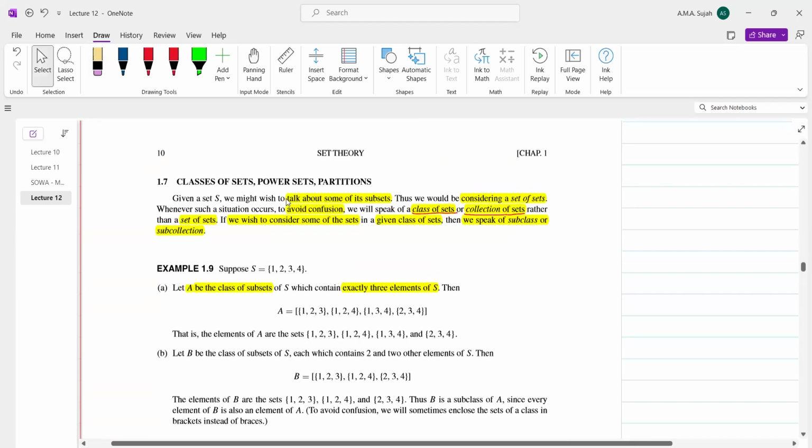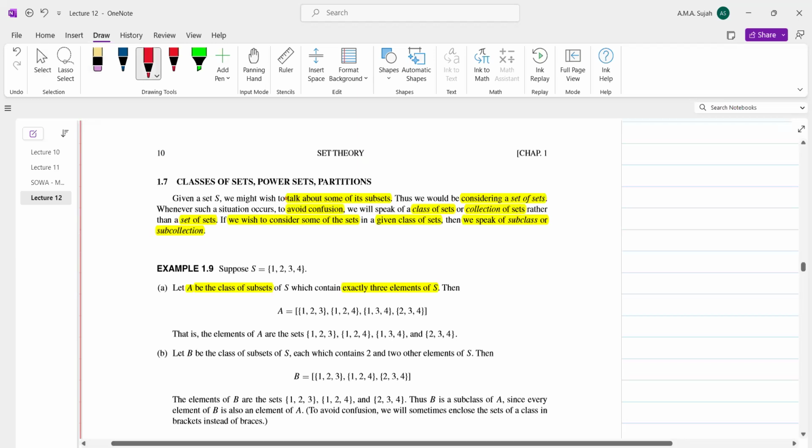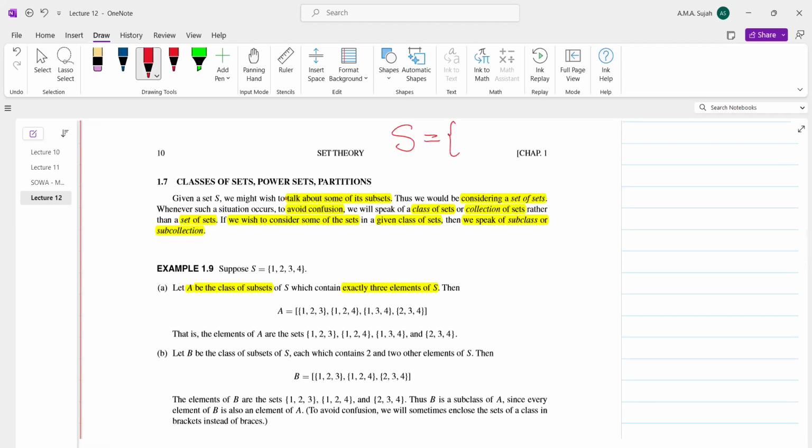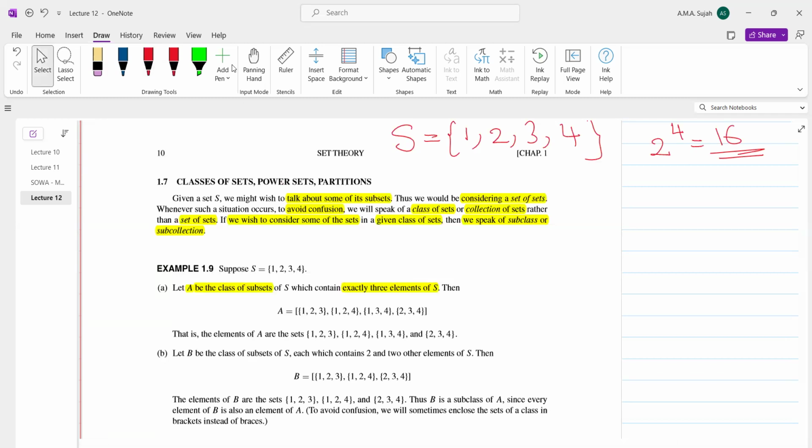Class of set means, set means, you know. Let's say we take S as a set. The elements of S are 1, 2, 3, and 4. There are 4 elements in set S. Now tell me how many subsets we can write for S. 2 to the power 4, so you can write 16 subsets for the set S.